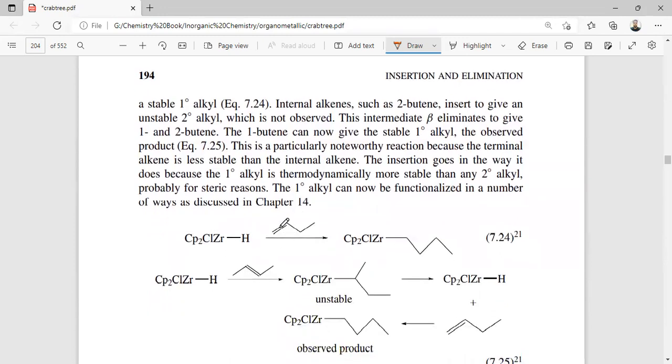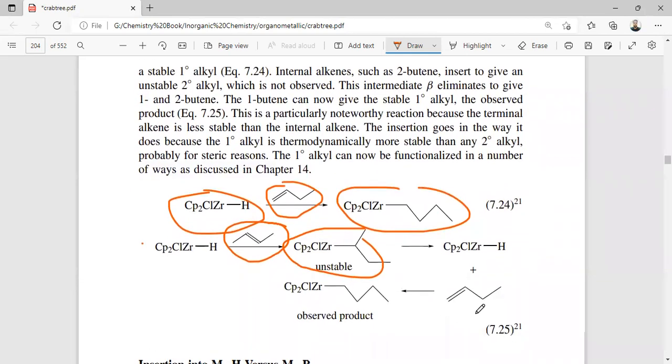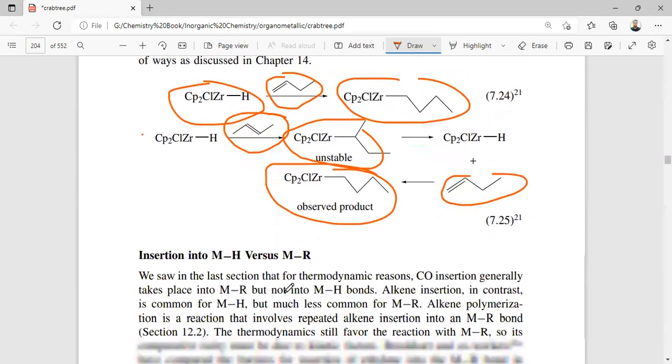So here the 1-butene is inserted into the metal hydride to form this stable 1 degree alkyl. But in the case of 2-butene, this 2 degree alkyl is formed, which is unstable, and upon beta elimination forms this butene, which then again helps to form the 1 degree alkyl intermediate.